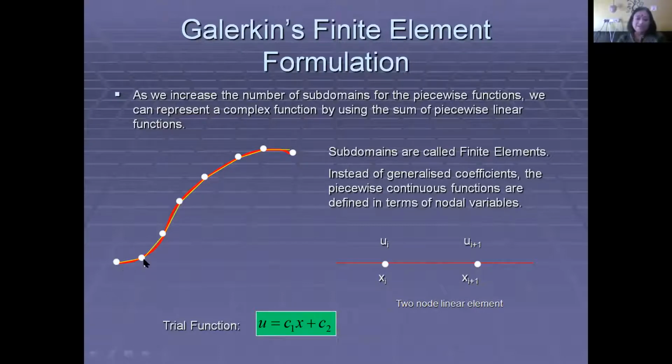So let's consider any two nodes. Let's say any two nodes are xi and xi plus 1. So this is x1, x2, x3, x4, etc. Let's take this one, or you take this one. In any case, the first node is xi and the next node is xi plus 1. This is a two-noded linear element. You do not know the values, but u, which is your solution, the function that you need to solve for, has a value ui at xi and ui plus 1 at xi plus 1. We don't know these values. Now, this is a two-noded linear element.